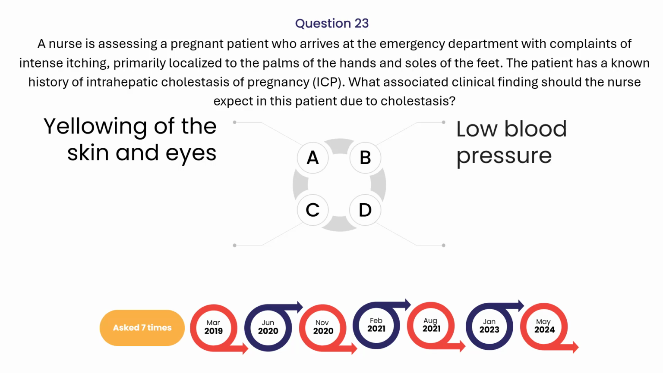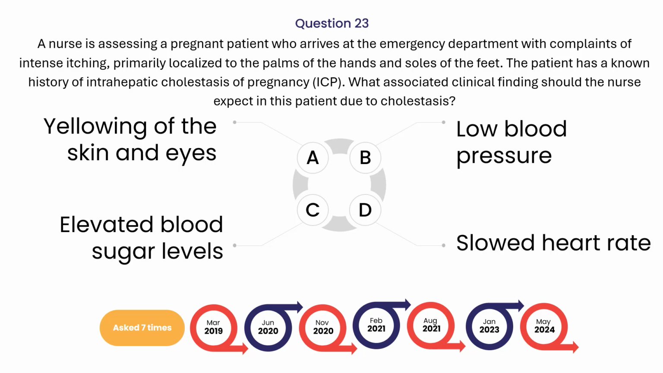A. Yellowing of the skin and eyes. B. Low blood pressure. C. Elevated blood sugar levels. D. Slowed heart rate. The correct answer is A. Yellowing of the skin and eyes.